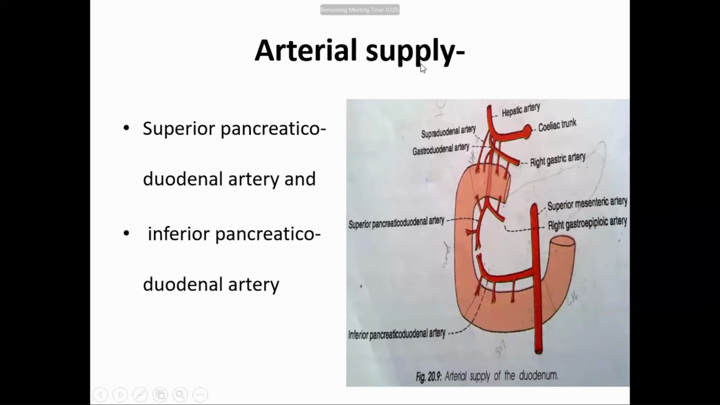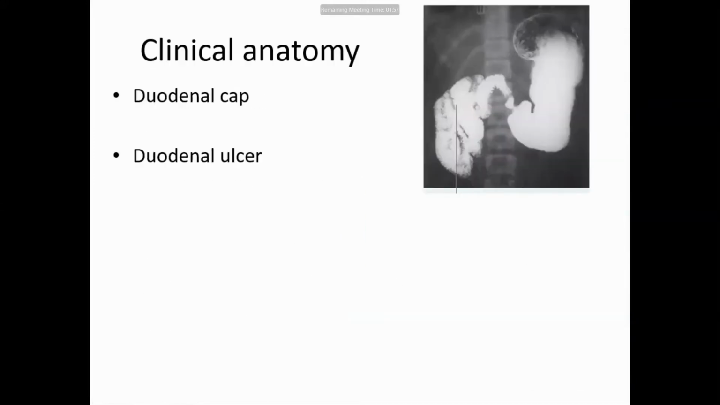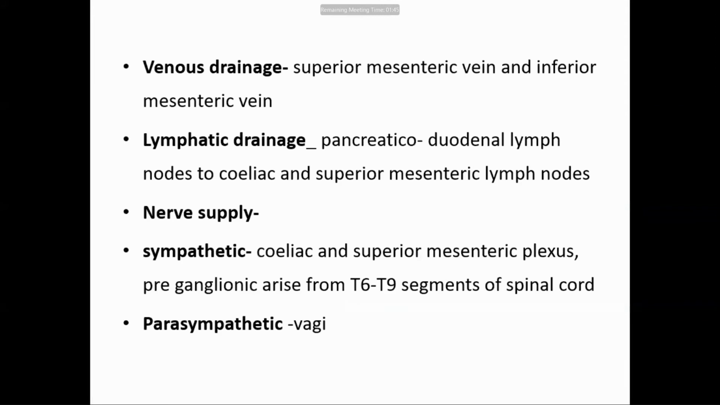So, arterial supply of the first part of the duodenum. It is supplied by branches of the gastroduodenal and the right gastroepiploic artery.